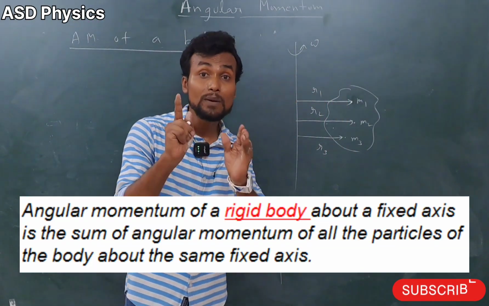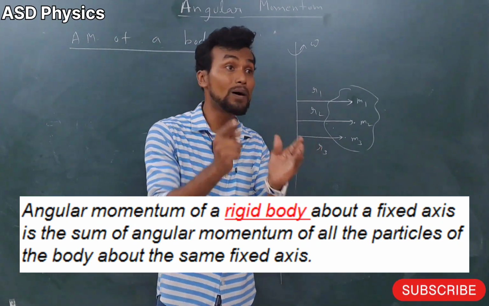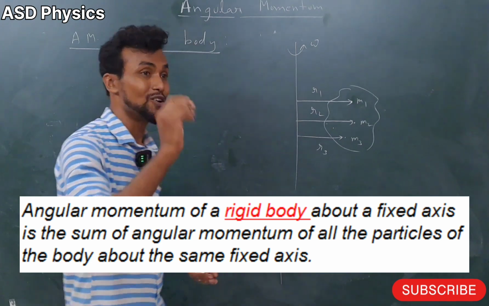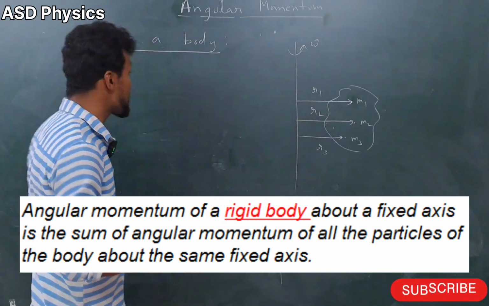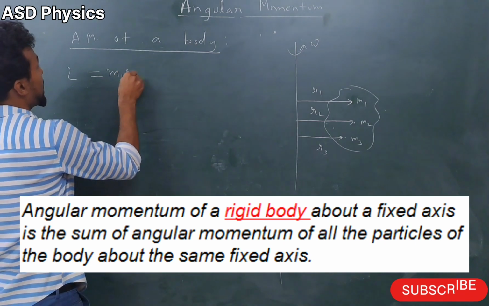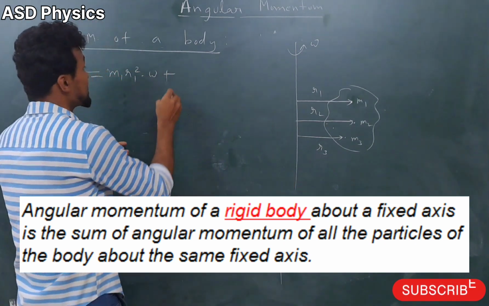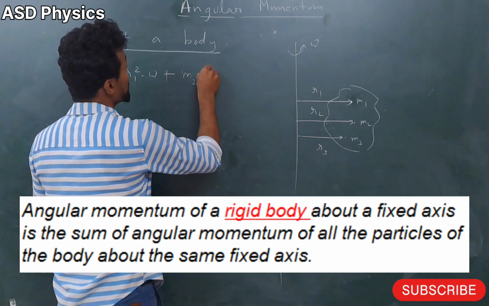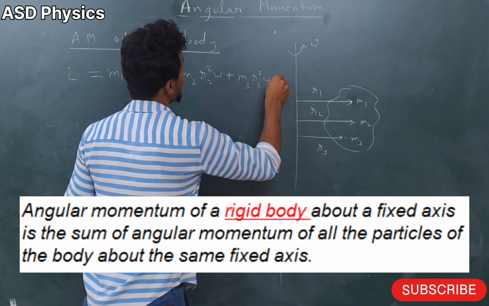The angular momentum of a body is equal to the sum of the angular momentum of all the particles about the same axis. So L equals, for the first particle, what is the formula? m1 r1 squared into omega. This is the moment of inertia, as I told. Similarly, the second one is m2 r2 squared omega. Similarly, m3 r3 squared omega, and so on.